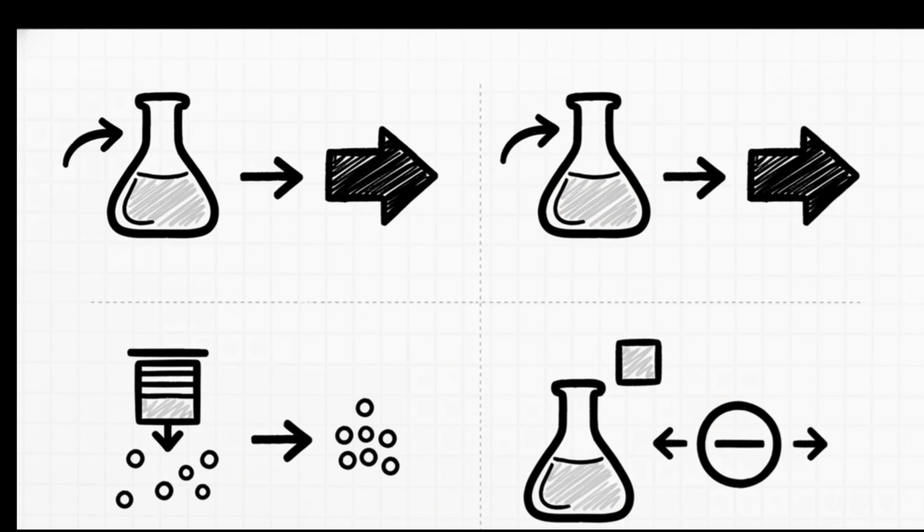Okay, time for a rapid-fire round of key tricks. You ready? If you add a reactant, it shifts forward. If you remove a product, it also shifts forward. If you increase the pressure, it favors the side with fewer gas moles. And the classic trick question, what happens if you add a pure solid or liquid? Absolutely nothing. No change. Don't you fall for it.